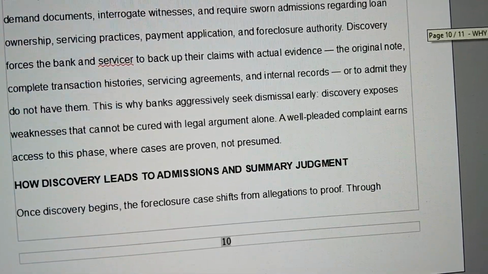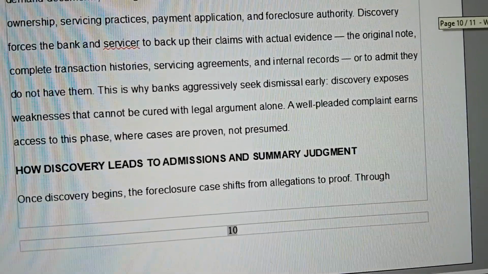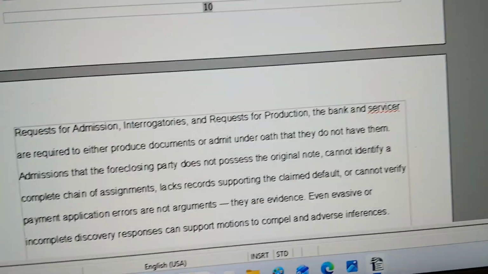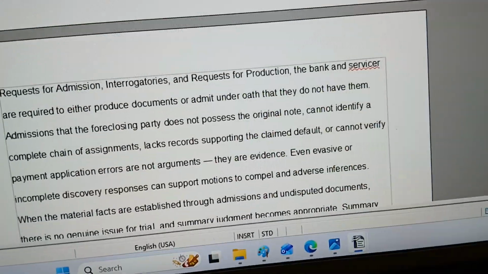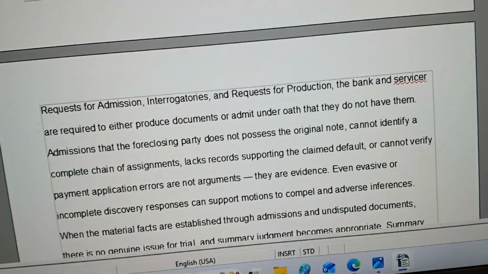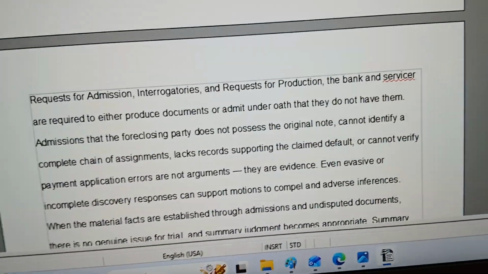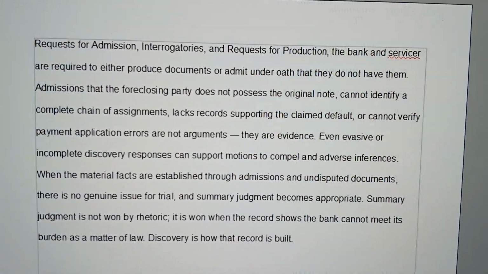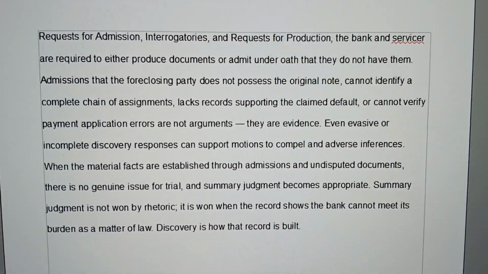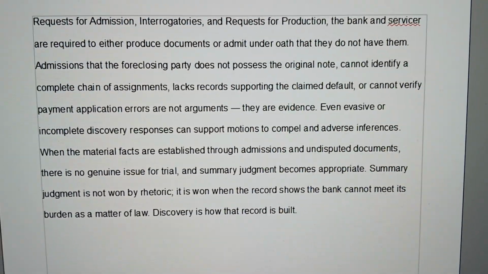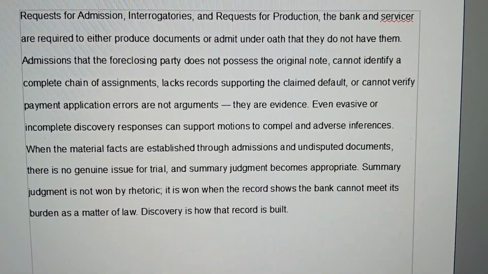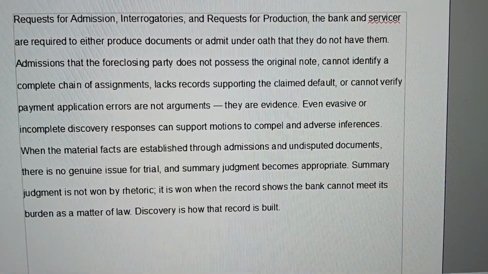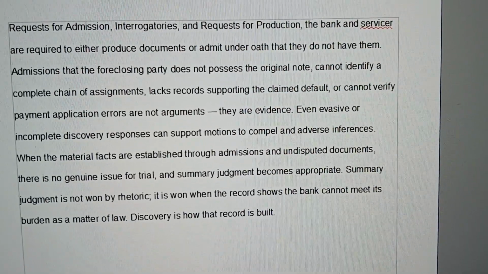How discovery leads to admissions and summary judgment. Once discovery begins, the foreclosure case shifts from allegations to proof. Through requests for admissions, interrogatories, and requests for production, the bank and servicer are required to either produce the documents or admit under oath they don't have them. Admissions that the foreclosing party does not possess the original note, cannot identify a complete chain of assignments, lacks records supporting the claimed default, or cannot verify payment application errors are not arguments, they are evidence. Even evasive or incomplete discovery responses can support motions to compel and adverse inferences.